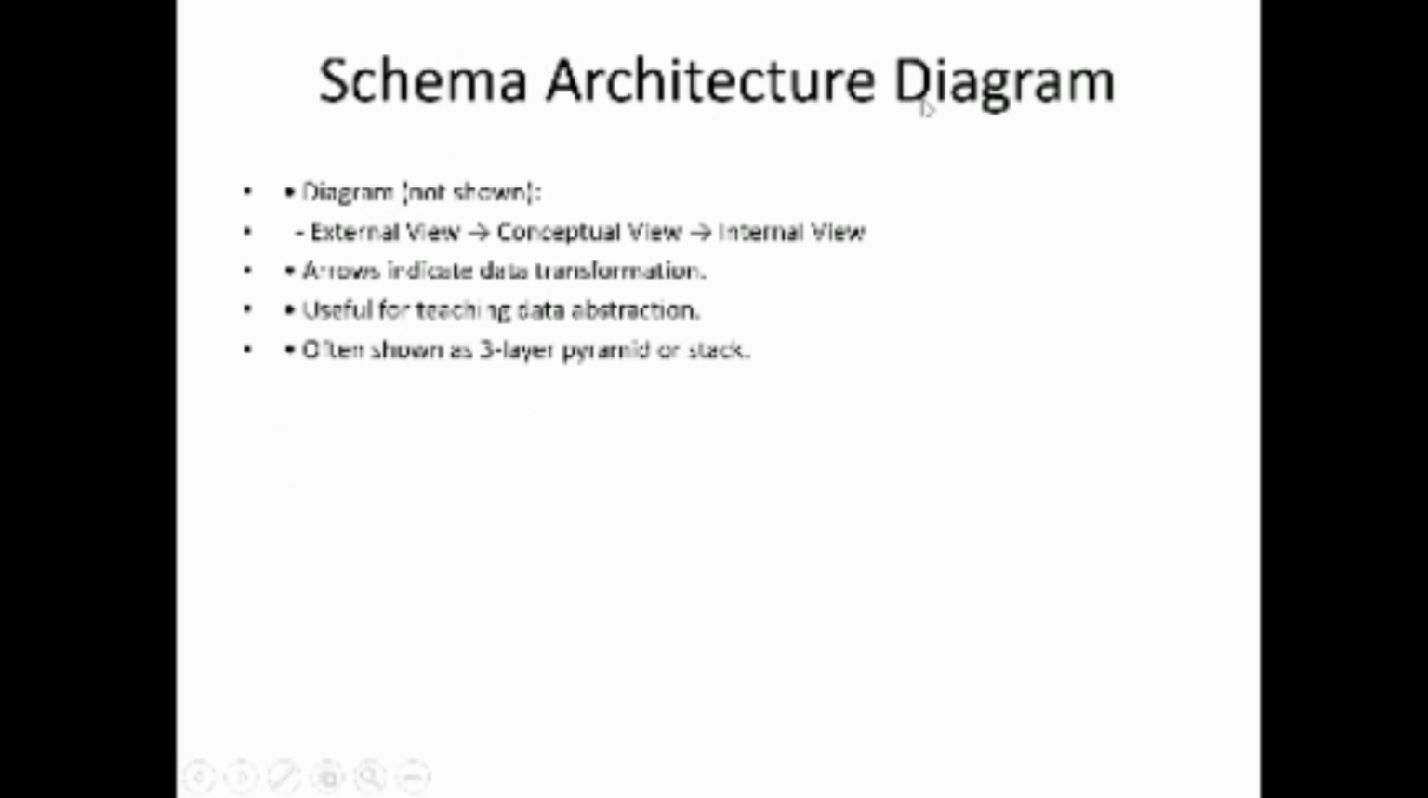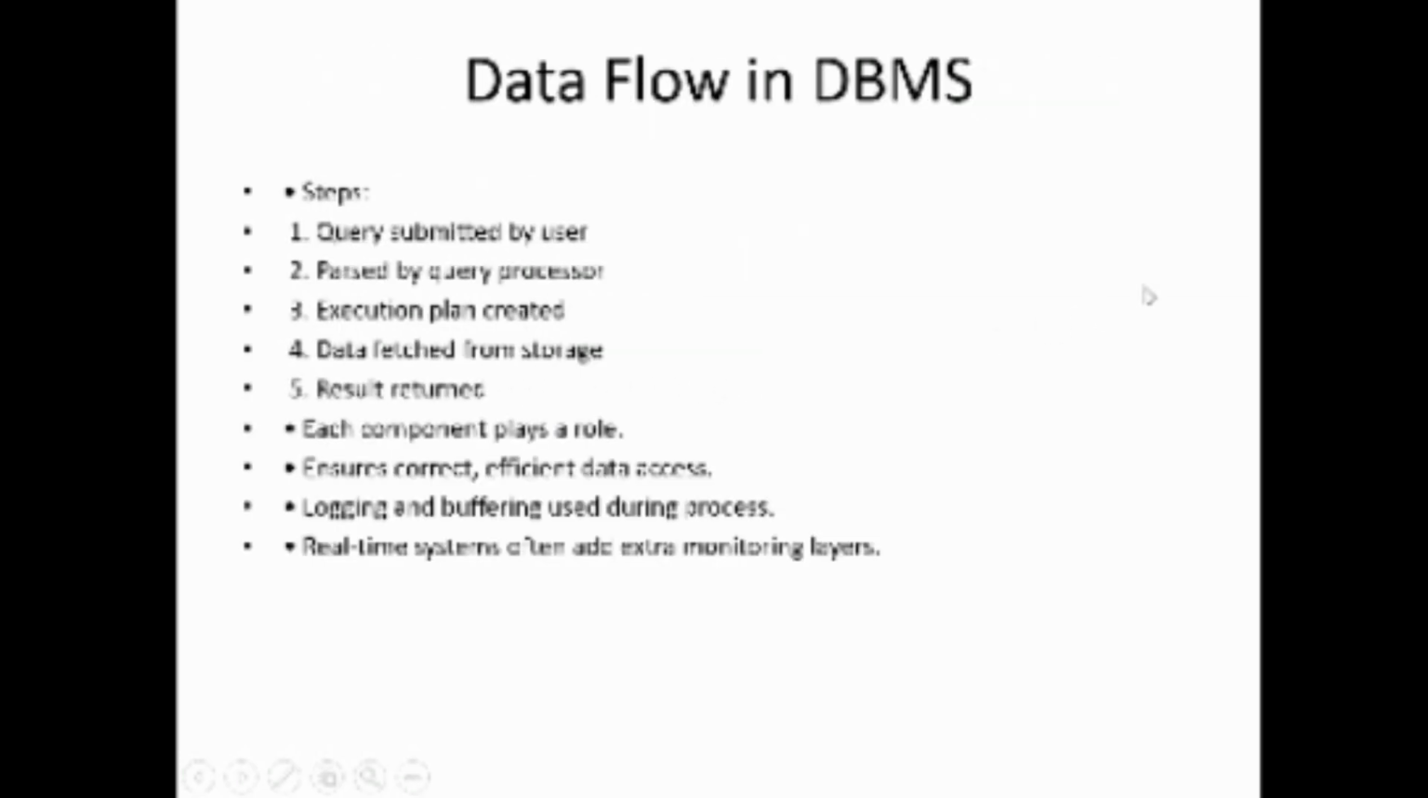Next, schema architecture diagram. First the external view, then the conceptual view, and the internal view. The arrows indicate data transformation. So first, the external view will transfer the data to the conceptual view. Then it transforms the data to the internal view. It is useful for teaching data abstraction. It often shows a three-layer pyramid or stack.